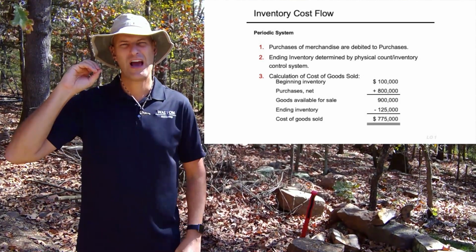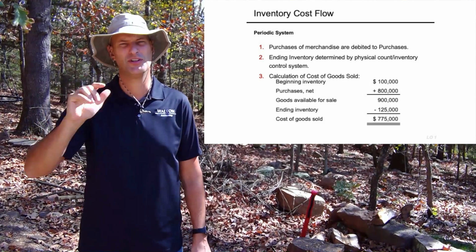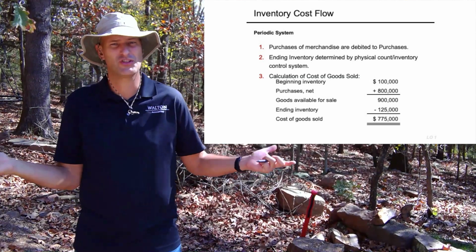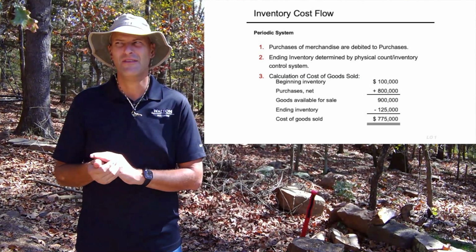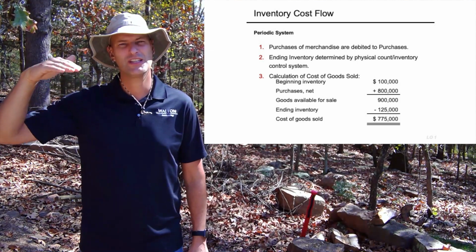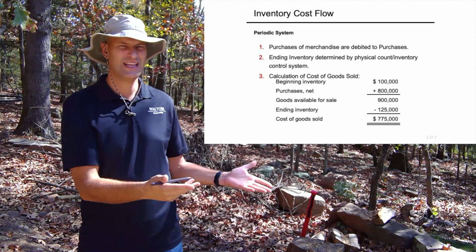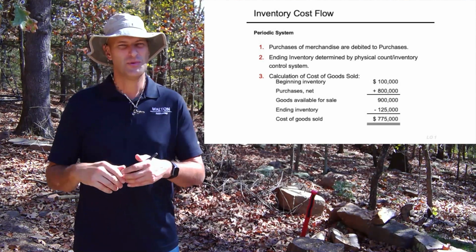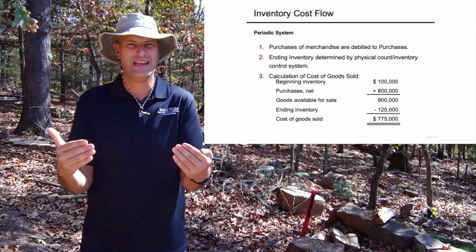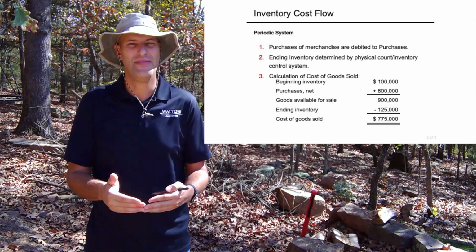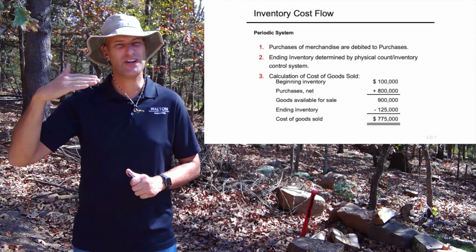This is a very straightforward calculation. Step one, we need to know how much we had available to sell this period. To do that, we take our beginning inventory plus our purchases. That tells us how much we could have even sold this period, giving us our goods available for sale. Then we subtract out our ending inventory, so what's sitting in our inventory right now. We take what we had available for sale, take out what's left, i.e. what has not sold, and that gives us our cost of goods sold for the period. That is the periodic system.